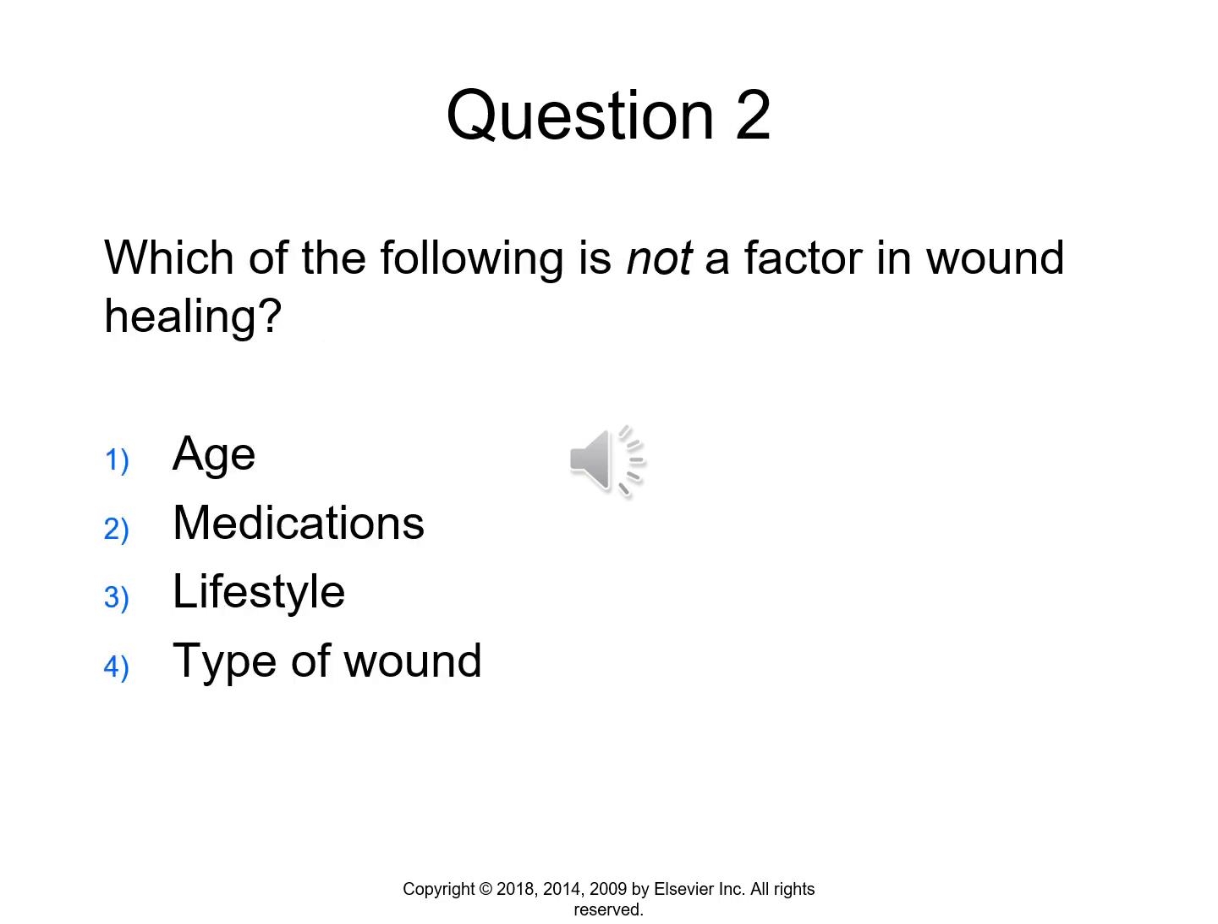Okay, question 2. Which of the following is not a factor in wound healing? So the answer here is going to be number 4. The type of wound is not one of the factors that affect how fast that wound might heal or not. Remember, we talked about age, medications, and lifestyle as being issues that can impact your wound healing.